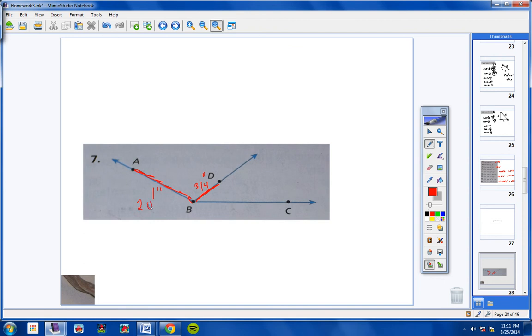AB is 20 millimeters if you use the millimeters. BC is 27 millimeters, I can tell you that. And BD is 10 millimeters. So if you did millimeters, there's your answers. If you used inches, I'm not sure what they are. I'm not too worried about that. You guys should know about how to measure something using a ruler, so I'm not too worried about that.